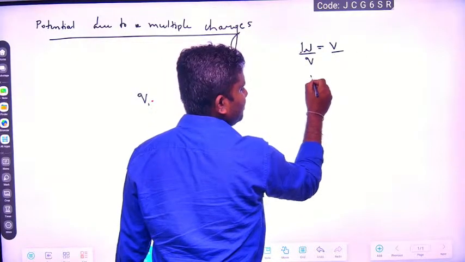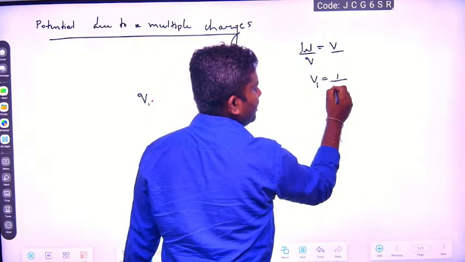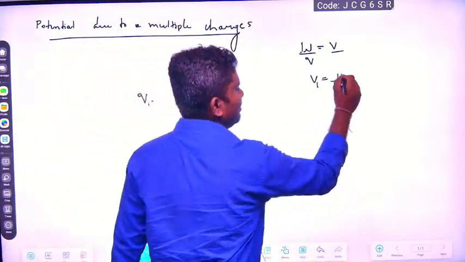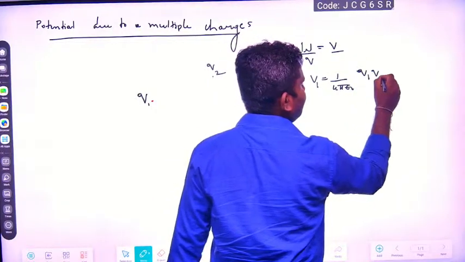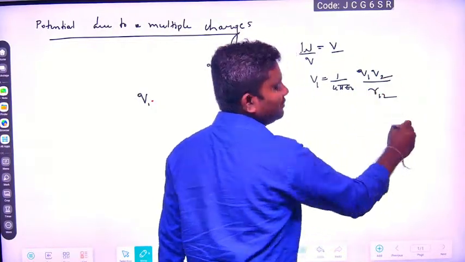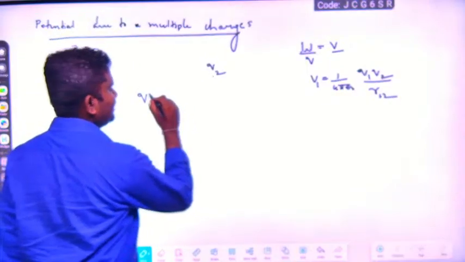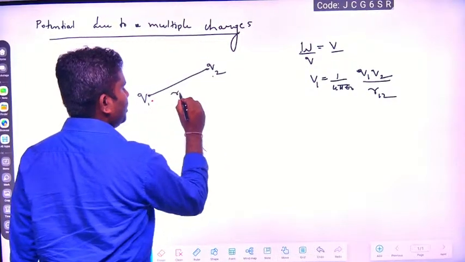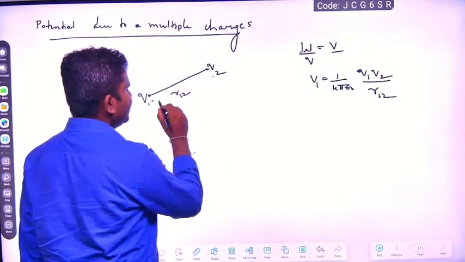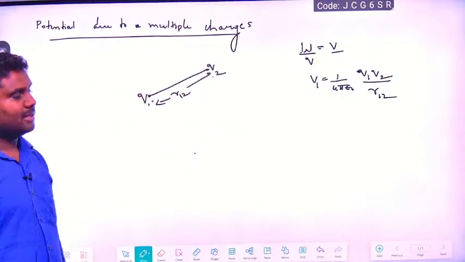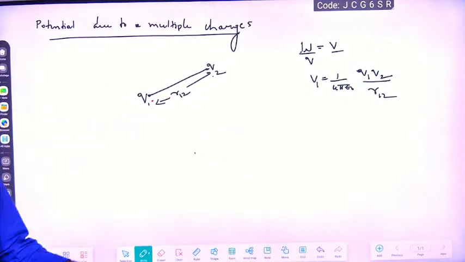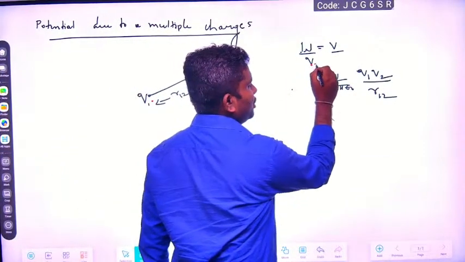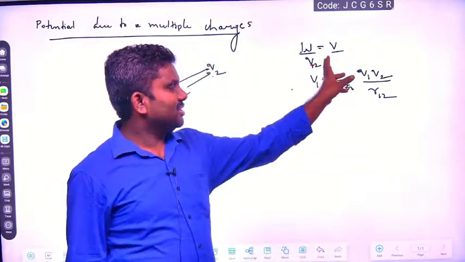The first potential is V1, which is equal to 1 by 4 pi epsilon naught, Q1 Q2 divided by R12. This is the distance between the charges Q1 and Q2, which is R12. Understood? That much potential you need to apply. So the work done per the charge Q2 to bring it towards Q1 is V1.